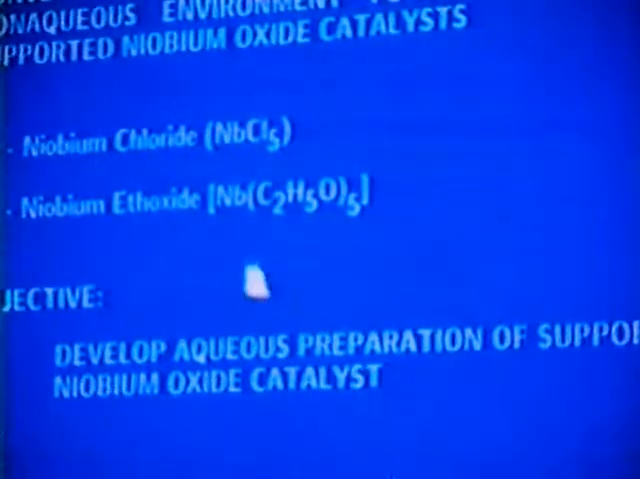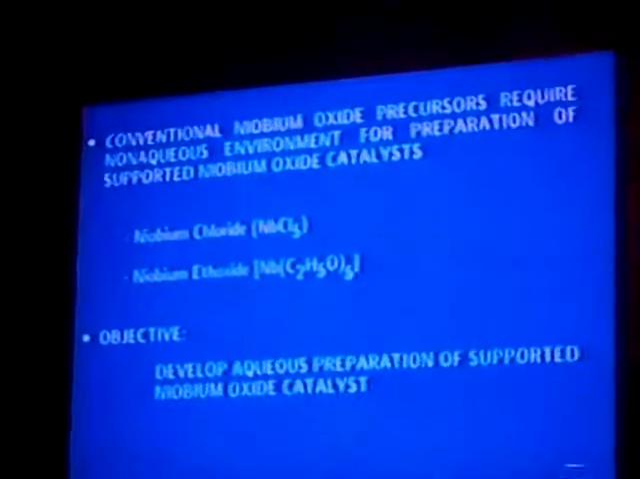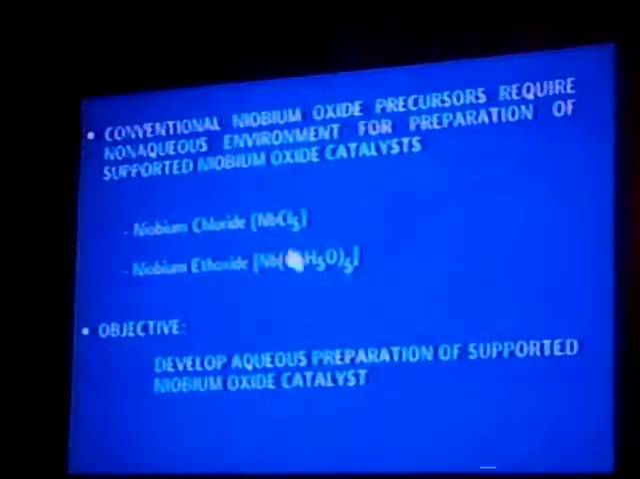The objective of our study is to develop an aqueous preparation of supported niobium oxide catalyst. In the past, niobium pentachloride and niobium ethoxide have been used for non-aqueous preparation of supported niobium oxide catalyst. These precursors are very sensitive to air, so we need a special environment to do the preparation. Because once the precursor contacts air, it starts to decompose to Nb2O5 crystallites.